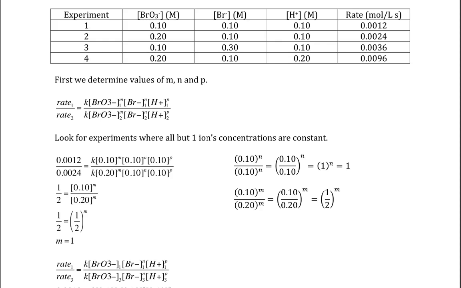We have 0.0012 divided by 0.0024, which comes out to be 1/2. That equals 0.10 to the m over 0.20 to the m, which is equal to 0.10 over 0.20 all to the m, which is equal to 1/2 to the m. So we have 1/2 equals 1/2 to the m. We conclude that m is 1.